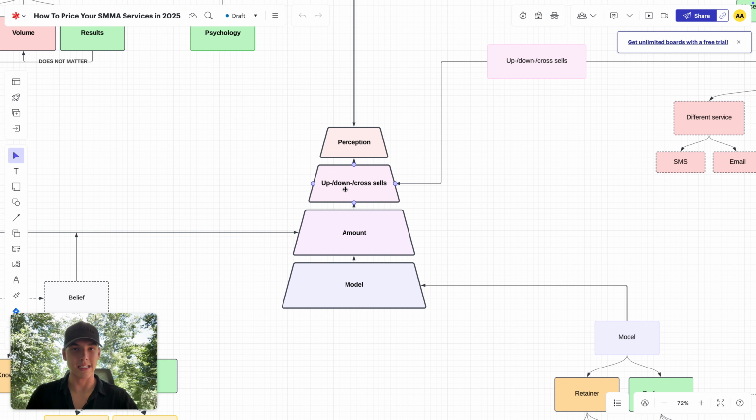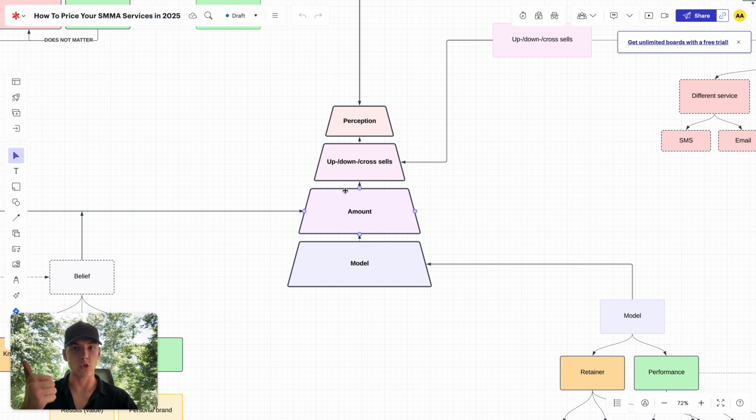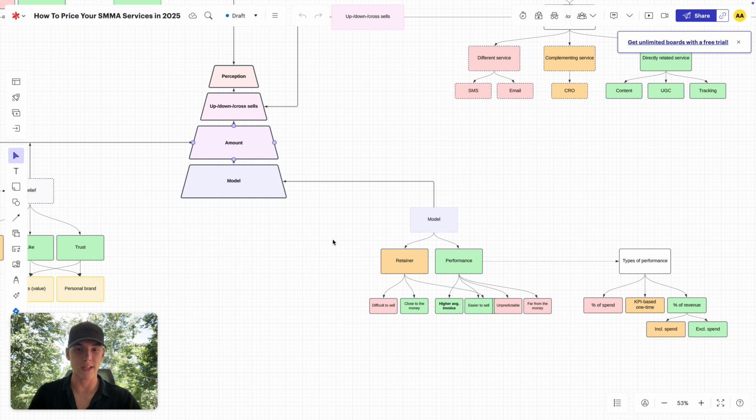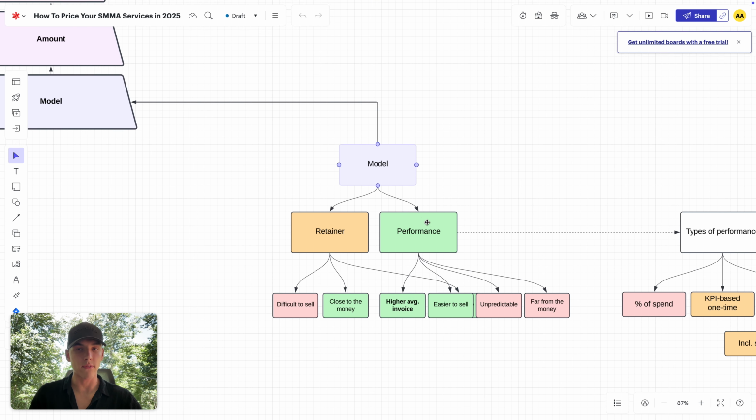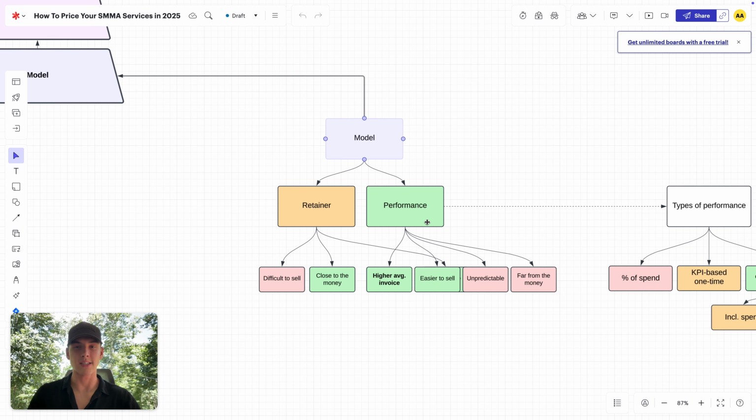This framework consists of 4 parts: the model that you charge your clients by, the amount that you charge, up, down, and cross sells, and lastly, the perception or the packaging of your pricing. These are ranked based on importance. So model is the most important aspect of your pricing. Then you have the amount, then you have the up, down, and cross sells, and lastly, the perception. So let's get straight into the different models that you could be pricing your services by.